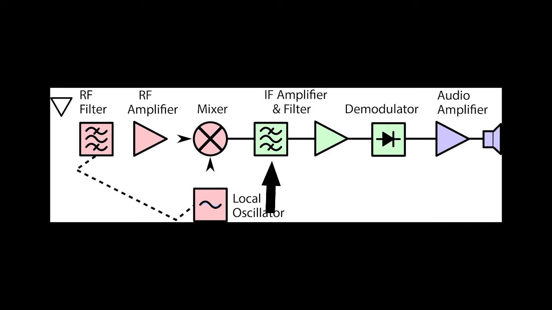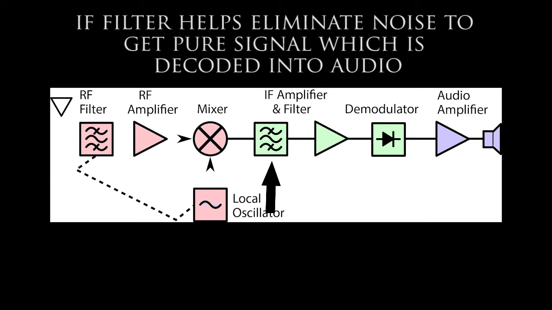IF amplifier and filter. This stage contains most of the amplification in the receiver as well as the filtering that enables signals on one frequency to be separated from those on the next. Filters may consist simply of LC-tuned transformers, or they may be of much higher performance ceramic or even crystal filters.